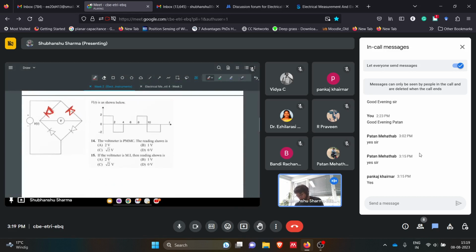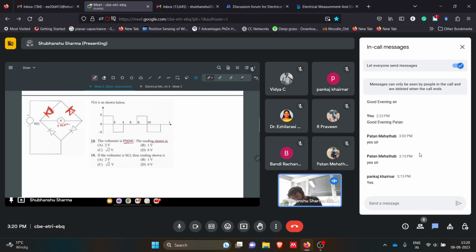I just corrected this, because the diodes were different in this, so it was wrong. So I think the question is in front of you. The first question is: the voltmeter is PMMC. So let's say this was PMMC. Then the reading shown is.